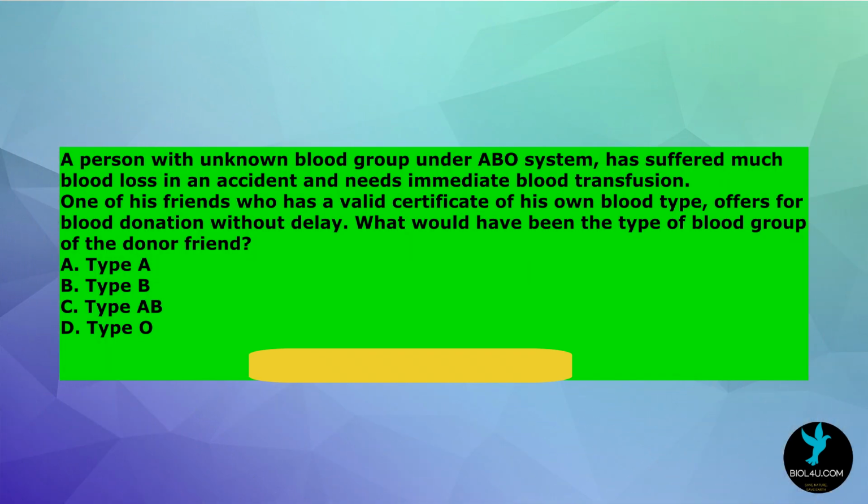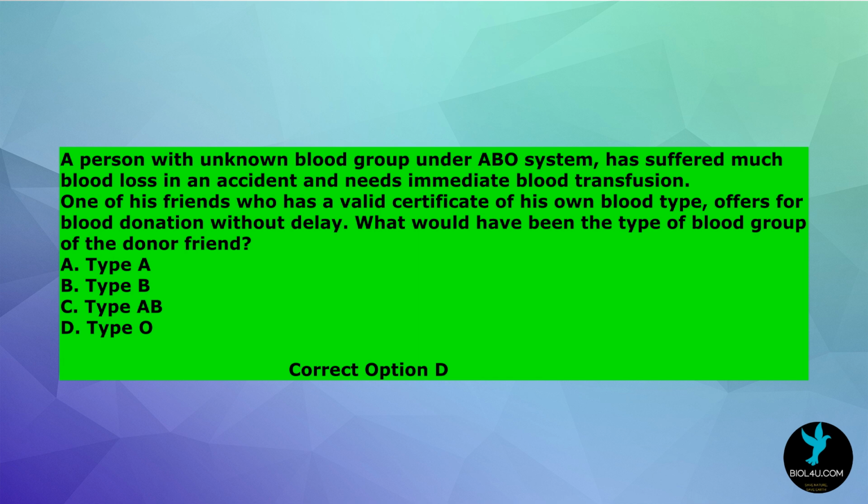Question number 2. A person with unknown blood group under ABO system has suffered much blood loss in an accident and needs immediate blood transfusion. One of his friends, who has a valid certificate of his own blood type, offers for blood donation without delay. What would have been the type of blood group of the donor friend? Option A. Type A. Option B. Type B. Option C. Type AB. Option D. Type O. The correct option is D. O blood group.